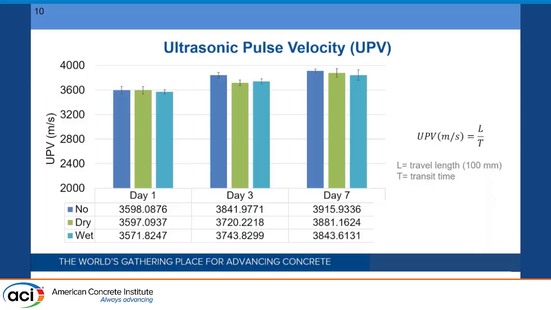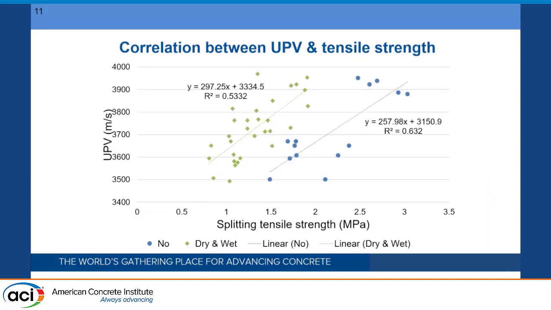But if we look at the different types of specimens at each day, there is no significant difference between the UPV of a cast monolithically specimen and the interlayered ones, and we had a maximum of 3% difference. So I would say that although UPV could show the strength gain over time, it wasn't effective in detecting weak interlayers.